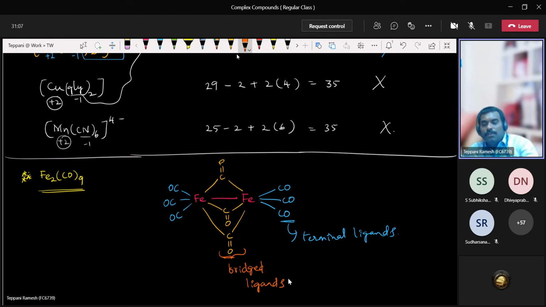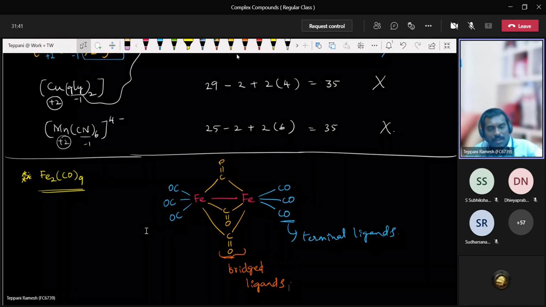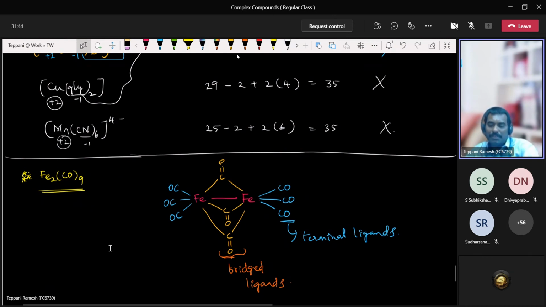Here the EN value of iron we have to find out. But 2 irons are there. Discussing 1 iron is enough. Why? Because both irons have the same chemical environment. Check whether the same chemical environment is there or not. Each iron has 3 terminal CO. Terminal means present at the end. And each iron has 3 bridged ligands, bridging between the iron atoms. And a metal-metal bond is also there.